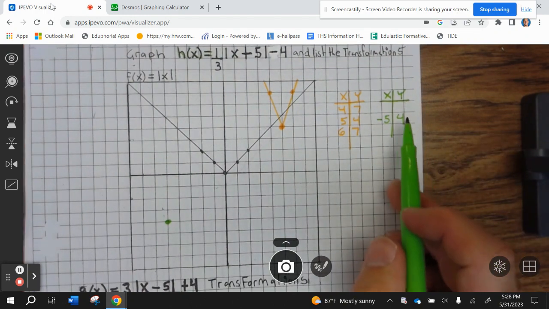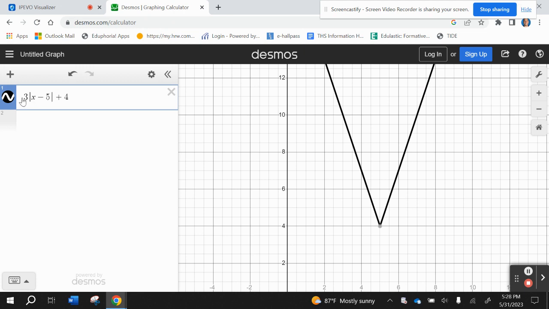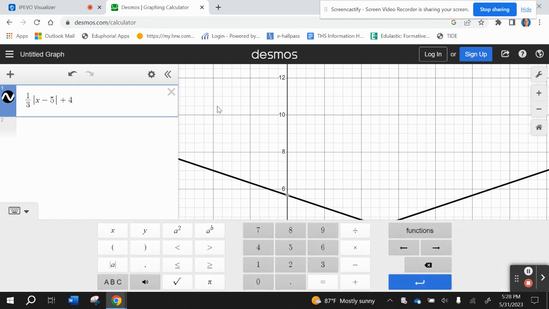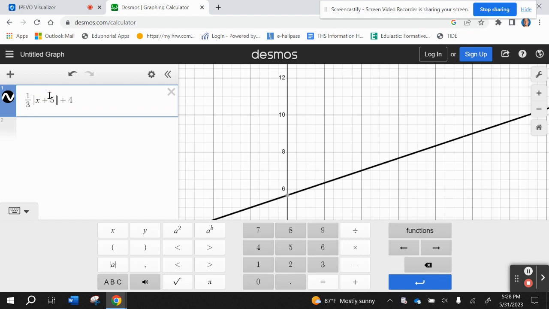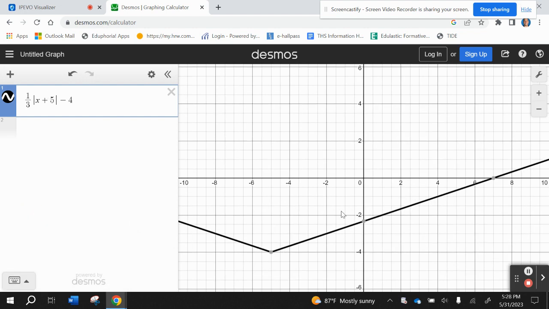Okay, now we need a point to the left and to the right, and we can use Desmos to get that. Okay. So I can actually just tweak this, 1 divided by 3, and then that's x plus 5 minus 4. Okay. Let's press home. So negative 5, negative 4, which we had as that point.